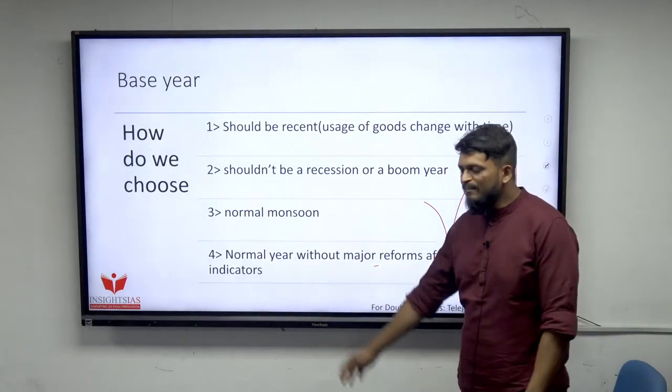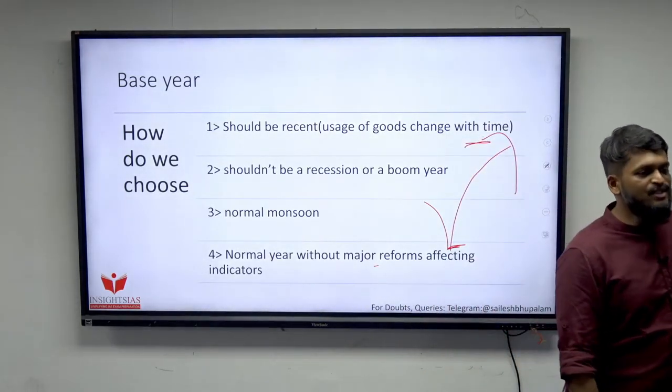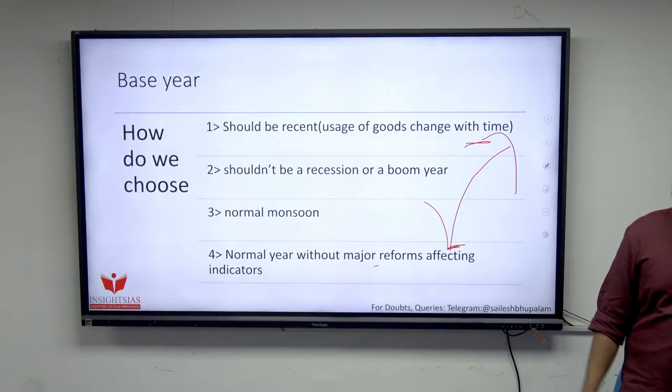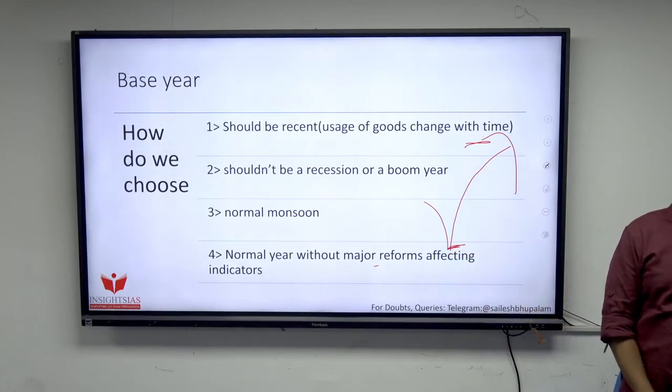Then, if you have done some major reform, like say GST implementation, demonetization, or whatever like this, then it will also have affected the numbers. It will create a base effect because the base year has not been normal.